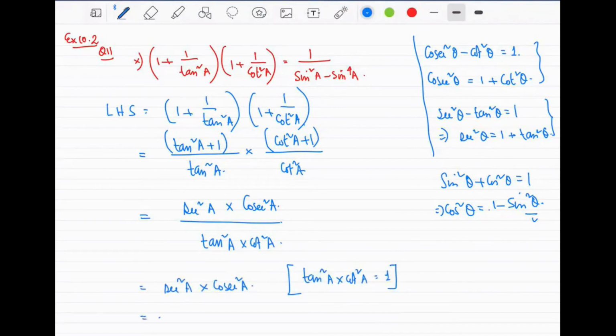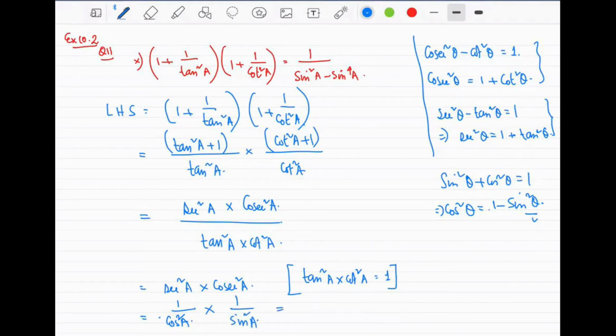Now time to expand this sec and cosec. You remember the reciprocal formulas, isn't it? Cosec is 1 by sine, sec is 1 by cos, and cot is 1 by tan. So the sec A here, I replace it as 1 by cos A. And since there is a square, you have to put a square also. Cosec A, you replace it with 1 by sine A, same thing. There is a square in there.